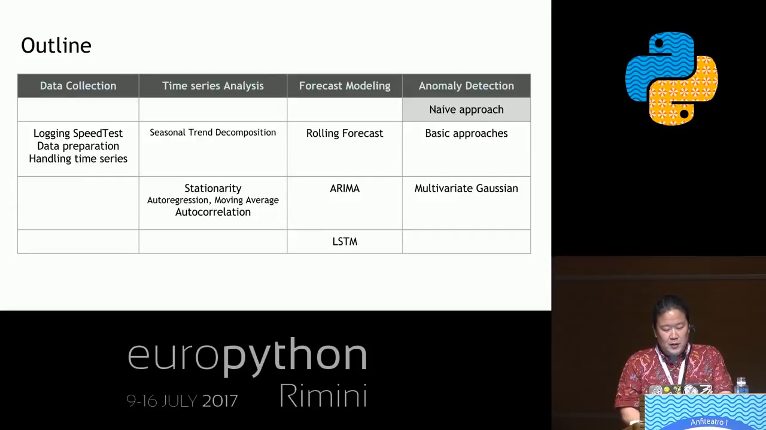Today I'm going to share my toy project, which is logging metrics of home networks, analyzing the data, and doing some forecasts for detecting anomalies. Here's the outline for the whole process: from the data collection, followed by the time series analysis, followed by the forecasting, and then the modeling and the anomaly detection.